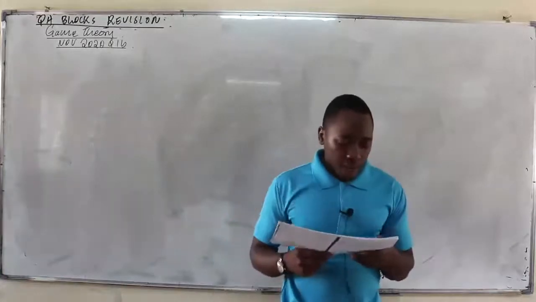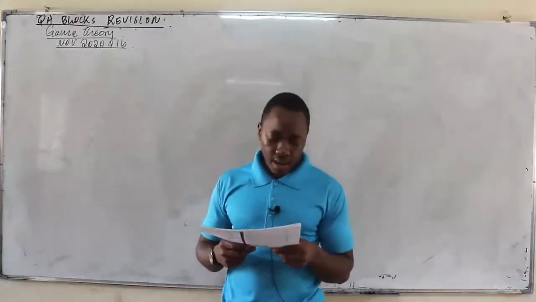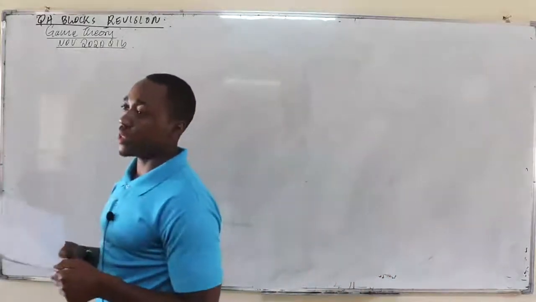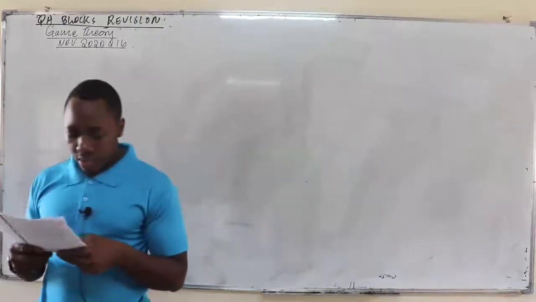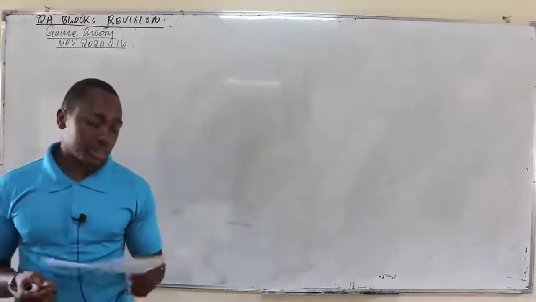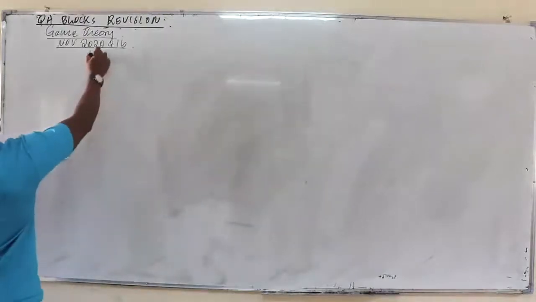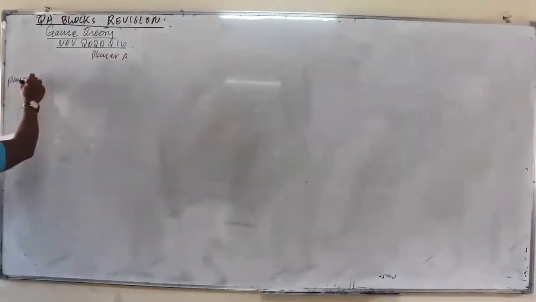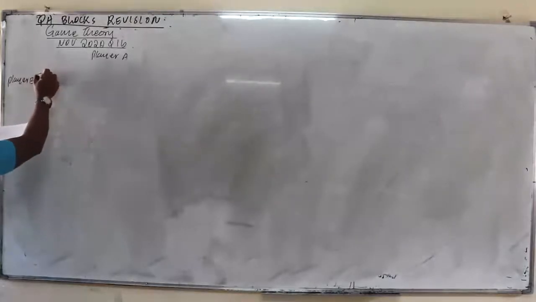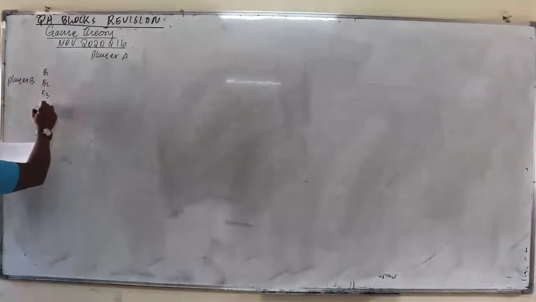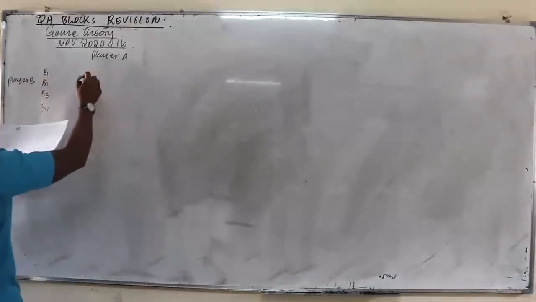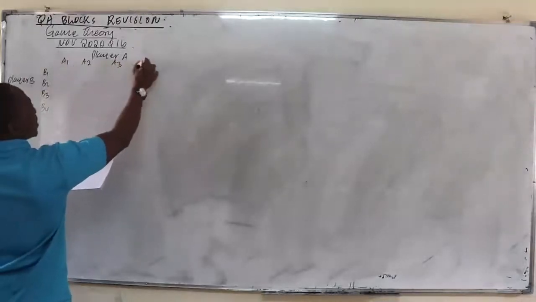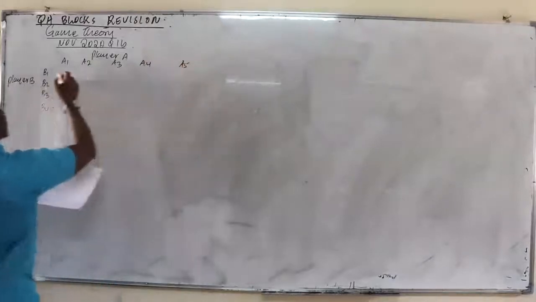So you're told that a game between two players, A and B, has the following pay-off matrix. So we have player A strategies and player B strategies. Required: the optimum strategy for each player. So you have two players here. Player B has 4 strategies, B1, B2, B3, B4, and player A has 5 strategies, A1, A2, A3, A4, A5.